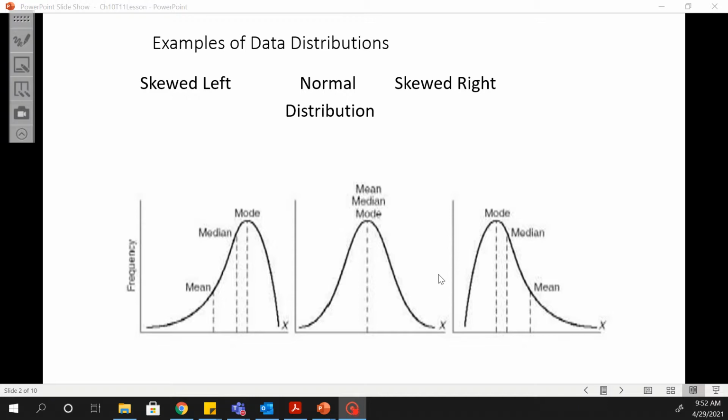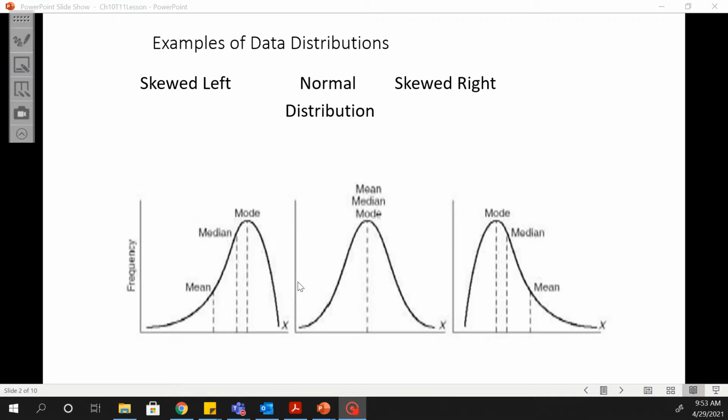There is skewed left. This would be where the median and mode are to the right of the mean, so it's skewed left. There's a normal distribution. The mean, the median, and the mode are all in the middle. Or they're skewed right, where the mean is to the right of the median and the mode. We are only going to be concerned today with data that is normally distributed, so that it's even, okay, it looks like this middle one.